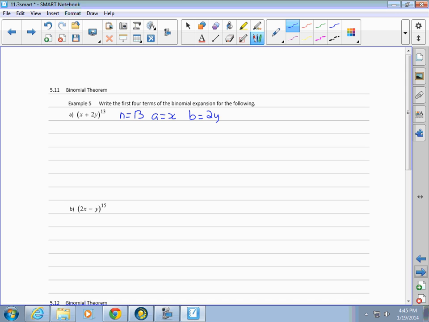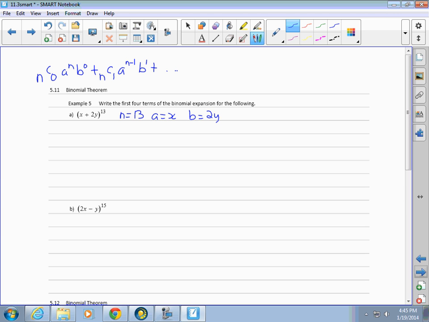So for my binomial expansion, if you flip back to the 4th page, we had our little pattern: nC0 a to the n, b to the 0, and then it continued on there, plus nC1, a to the n minus 1, b to the 1, plus so on. Okay, so that's the pattern we're going to follow.